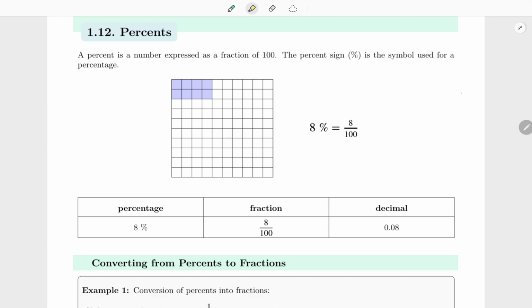A percent is simply a fraction out of 100. 8% means 8 out of 100 units. So 8% is the same as 8 out of 100, or 0.08.